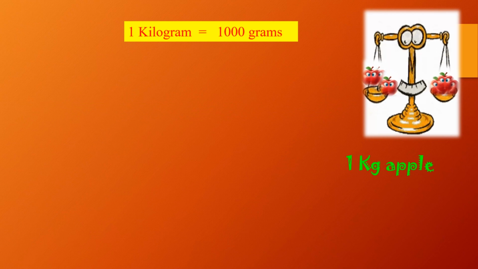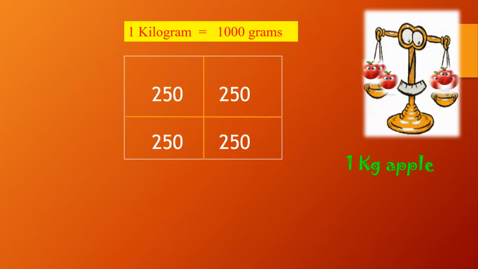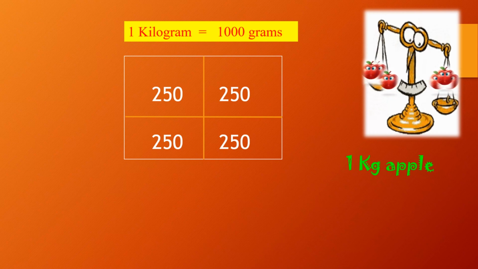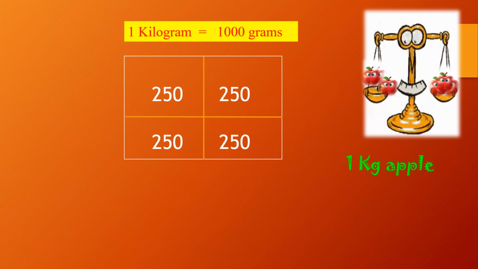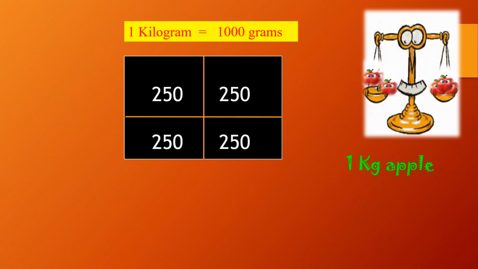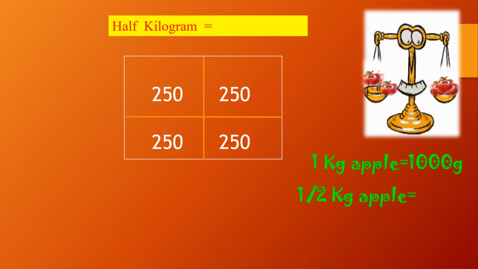If you see, we brought 1 kg apple, correct? 1 kg apple, so how many gram apple did we bring? 1000 gram. So let's divide 1000 into 4 quarters. Okay, these are the 4 quarters: 250, 250, 250, 250. 4 quarters. So these 4 quarters full make 1 kilogram, that is 1000 gram. Okay, so 1 kilo apple means 1000 gram.